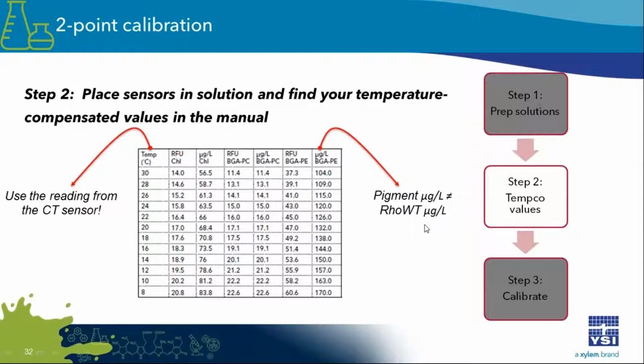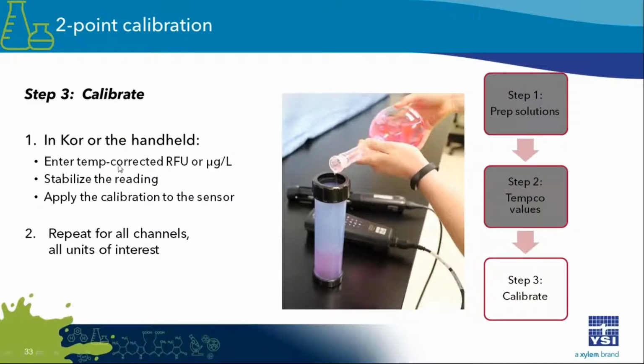So when you do that, the software or the handheld screen is going to walk you through these steps. You're going to see that temperature on the screen. You're going to use that table to pick out the concentration equivalents that you then need to type into that handheld or on your computer screen. You type that in and you wait for the reading to stabilize, and then you tell the software to apply that calibration to the sensor. This is all described in the manual, and I can send additional information out if people need it.